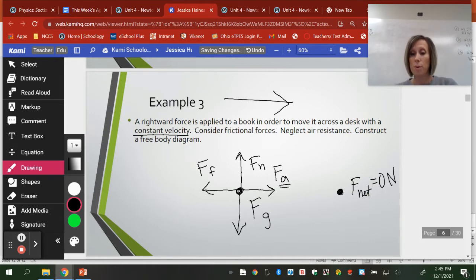So we have 0 net force on this in the y direction and in the x direction because they're equal and opposite. And we can still have a moving object, just like we had the soccer ball at a constant velocity, if the net force is equal to 0. It's not accelerating in any direction. It's traveling at a constant velocity.